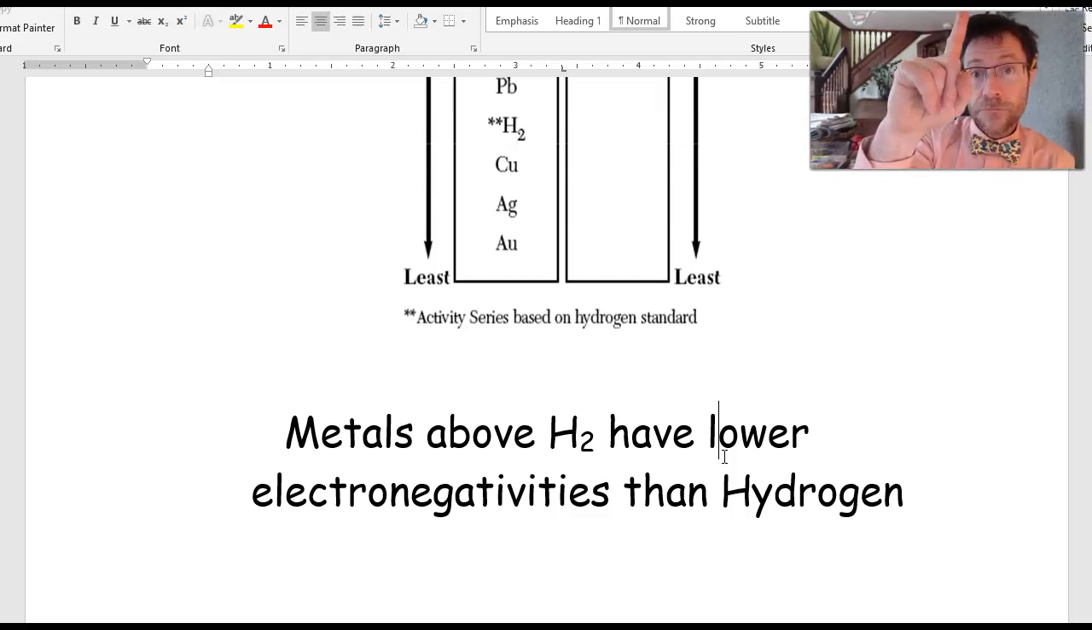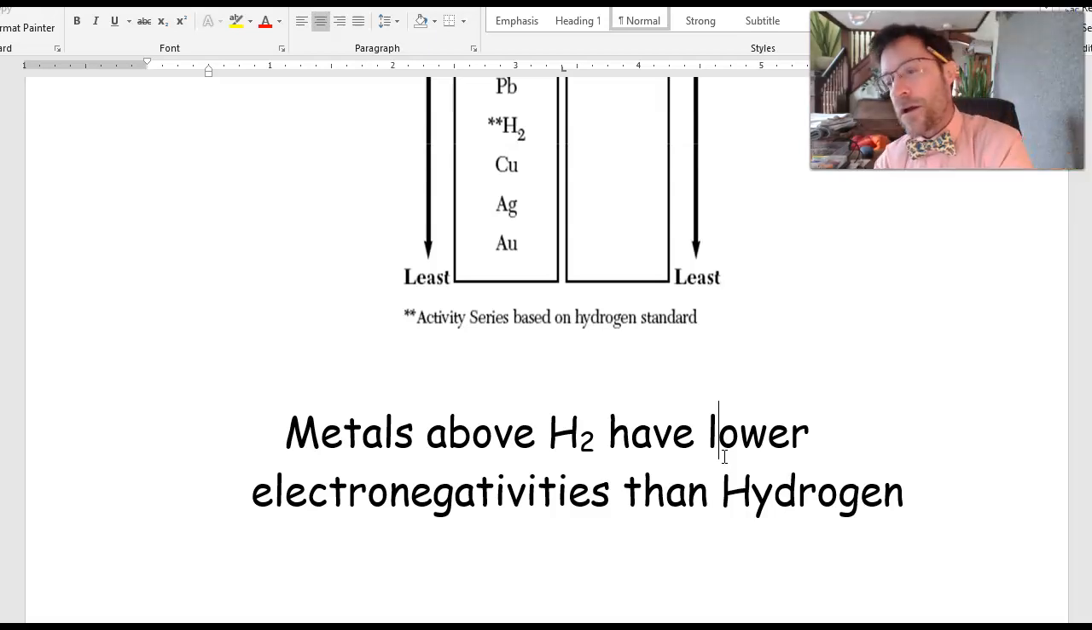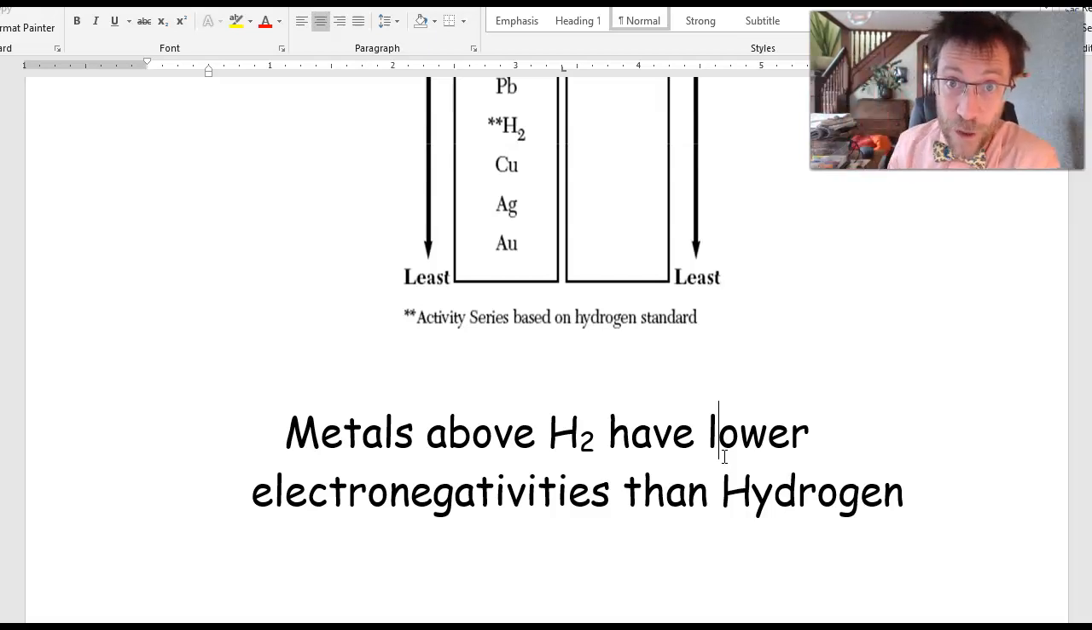However, we are talking about nature and we're talking about chemistry. So you know, this is not always the case. And here it is. These guys right here: copper, silver, and gold.